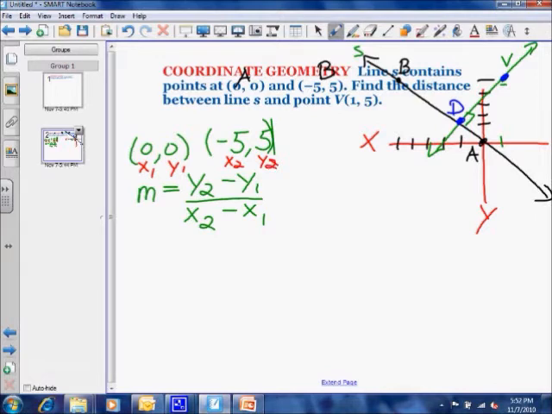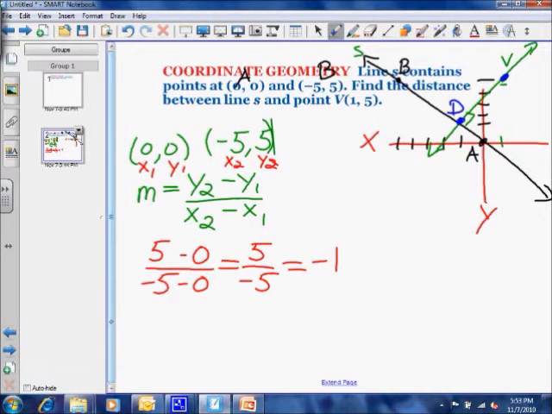So in this situation, I would have 2 minus 0 over, excuse me, not 2, that'd be 5. I looked at the x sub 2. I would have 5 minus 0 over negative 5 minus 0. The top one would be 5. The bottom one would be negative 5. Okay, simplifying the slope, 5 divided by 5 is 1, and there's a negative, so my slope of the line will be negative 1. So the slope of this line is negative 1.